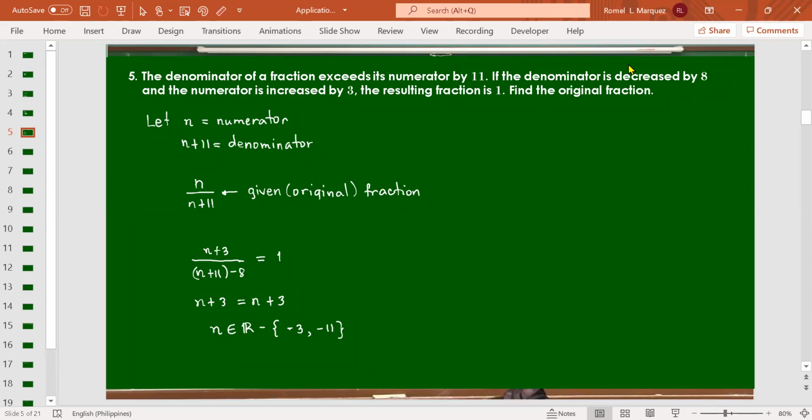So therefore, ang mga fraction natin is, so therefore, the fraction is n over n plus 11 form, where n is not equal to negative 3 or negative 11. Okay, children?